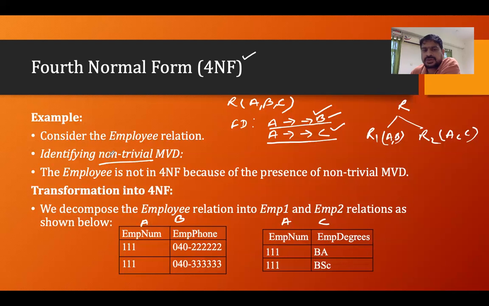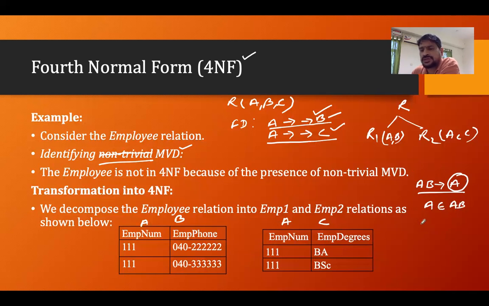So just forget this non-trivial for some time. You just find the multi-value dependency. Do we have a multi-value dependency? If yes, then go for the splitting. Now, what is a trivial functional dependency? We all know that, right? Trivial functional dependency says this: if we have the functional dependency AB determines A, this is a trivial functional dependency. Why? Because A is a subset of AB. So this is called trivial functional dependency.